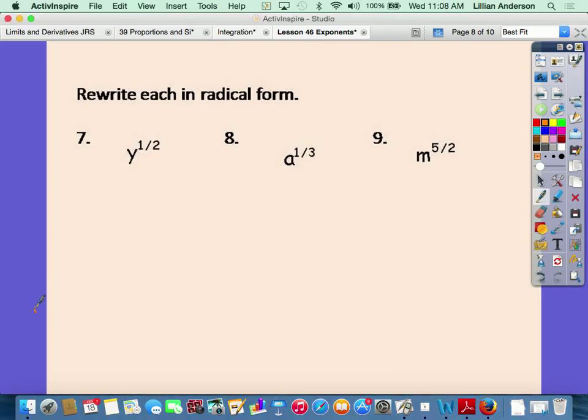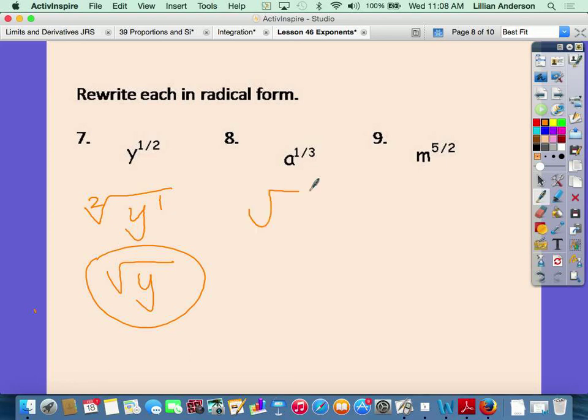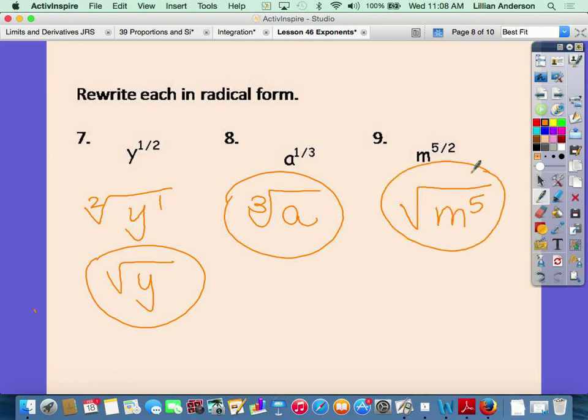So let's look at this last one. I have to write this in radical form. 7 is going to be the square root of y. If you write this, it's a little bit redundant because the regular root is a square root, so you don't have to write that 2 in there, and you don't technically have to write the 1 either. Over for 8, this is going to be the cube root of a. And then the last one is going to be the square root, to the 5th. No need to write a 2 there, it's already a square root.